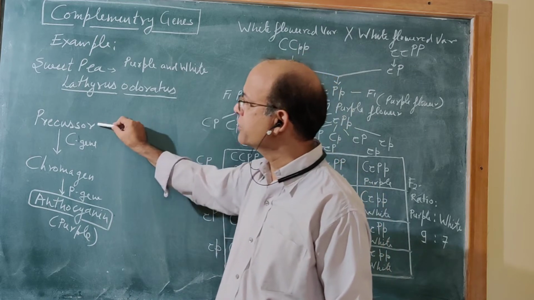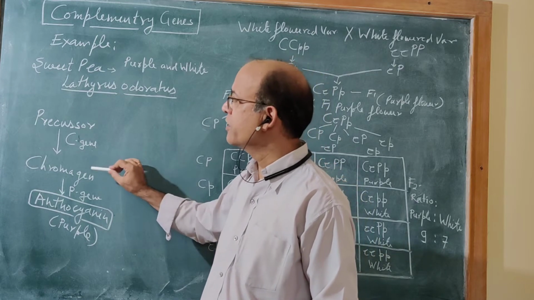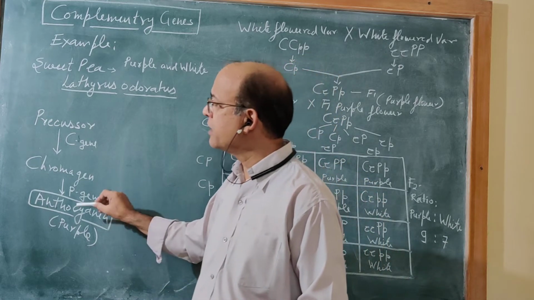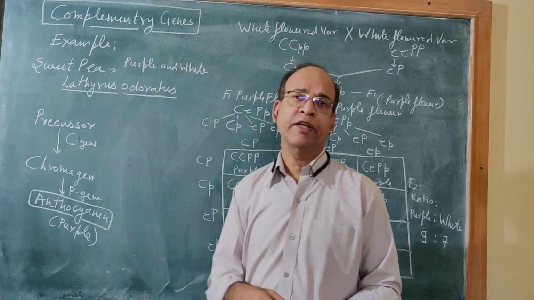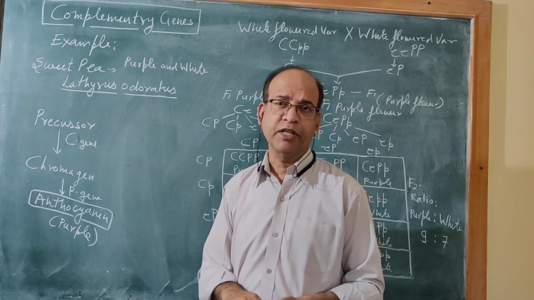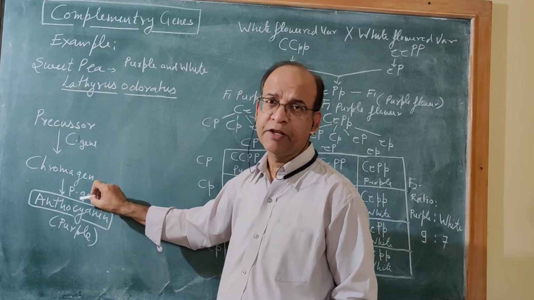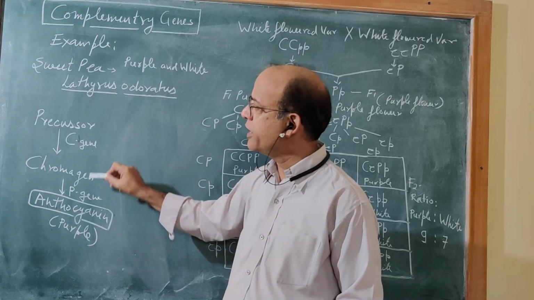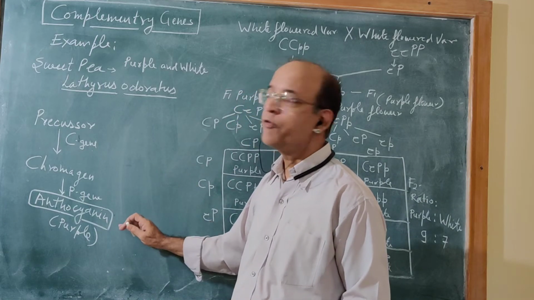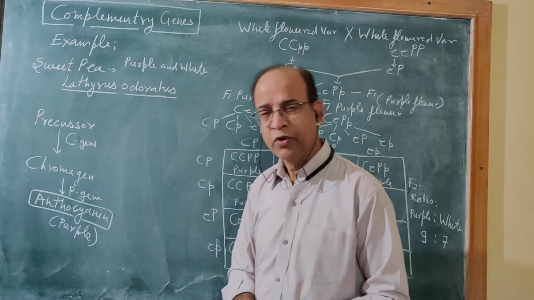For the conversion of precursor into chromogen, gene C is required. But for the conversion of chromogen into anthocyanin pigment, another gene is required, and that is the P gene. So for the production of purple pigment, anthocyanin, both genes are required, C as well as P. So C and P are complementary genes, because for the purple flower formation both are required, so they are complementary to each other.